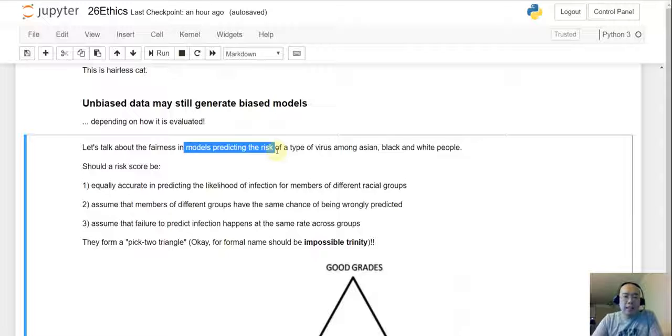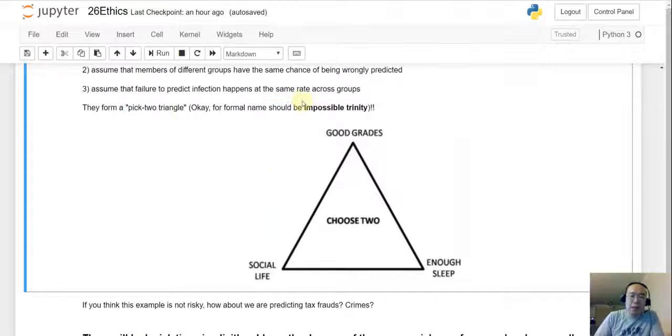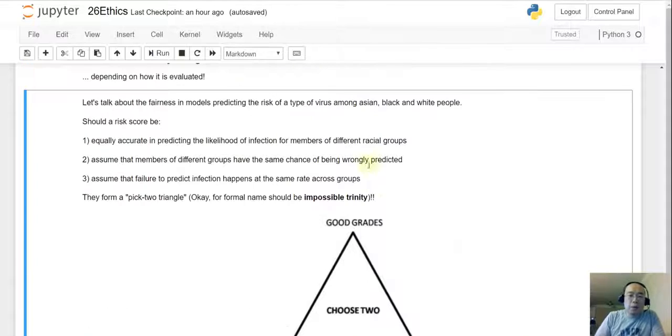Okay, what is that? Well, I call that a pick-two triangle. One of the easiest pick-two triangles is, for college students, if you want to have good grades, a social life, and enough sleep, that's not doable. You can pick two of them. Okay, so those three standards are the same thing. They will form a pick-two triangle. You can pick two, but it will harm the third. And then when the third is harmed, what does that mean?